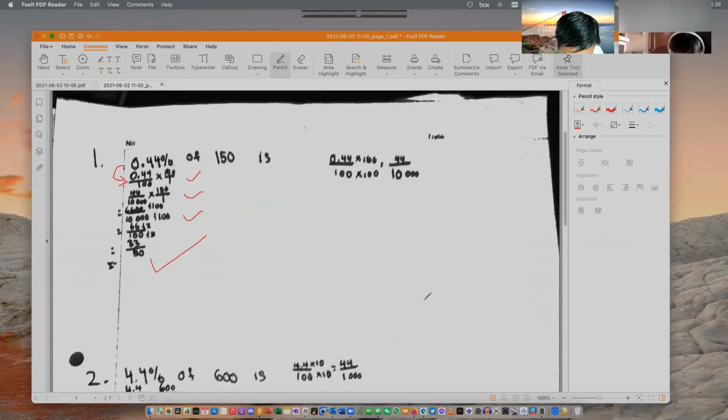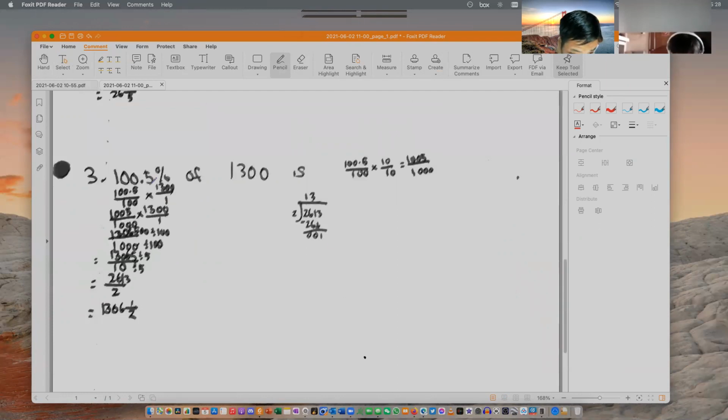Good, next. Then 100.5% of this. So 100.5, you change it to a fraction first. After that, you times 10. After times 10, you combine them together. Then you divide by 100 first. Then you divide by 5. Then 2613. So 2613, how do you get it?